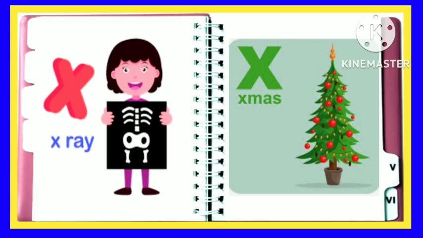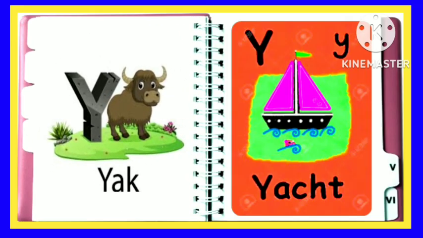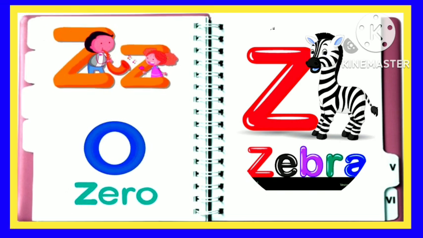X for X-ray, X for Xmas, X for X-ray and X for Xmas. Y for yak and Y for yast, Y for yak and Y for yast. Z for zero, Z for zebra, Z for zero and Z for zebra.